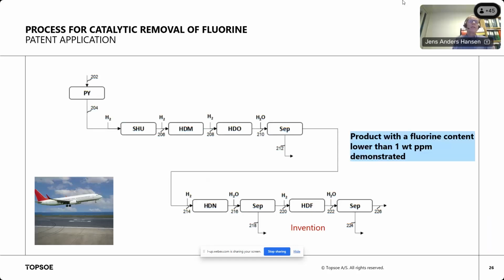And then you could do the separation, and then you have a jet product that would be able to meet the specification of less than 1 weight ppm fluorine. You could also have hydrocracking involved here. So this is quite complicated when it comes to removal of fluorine here.